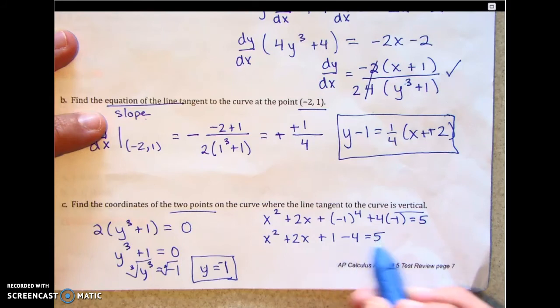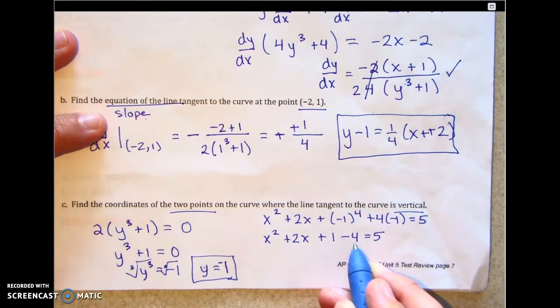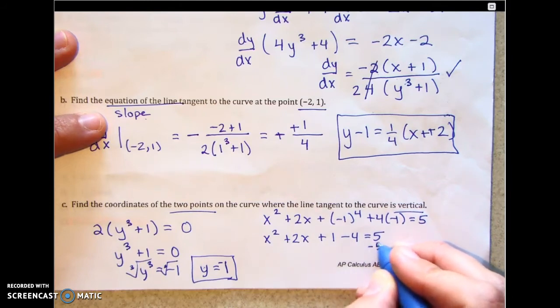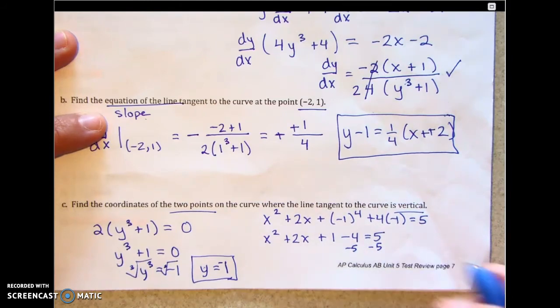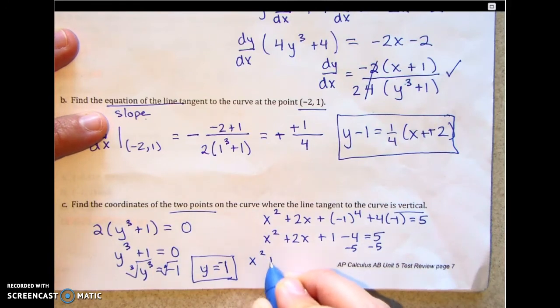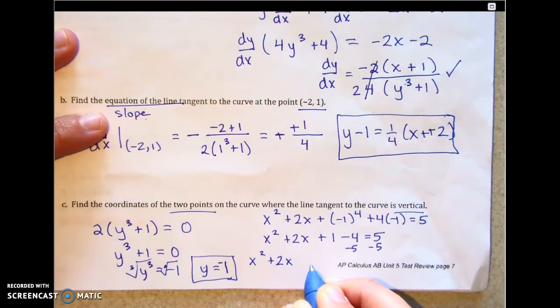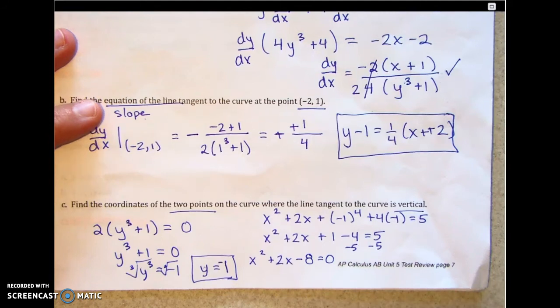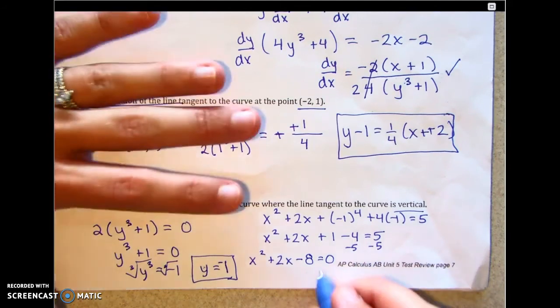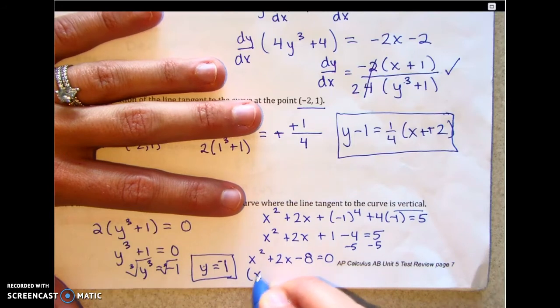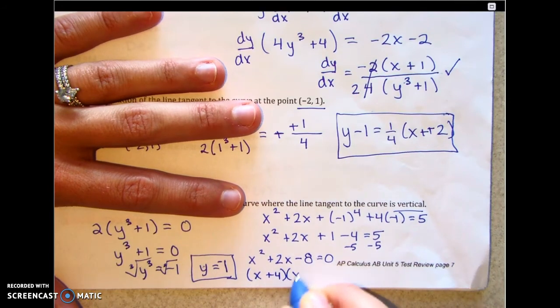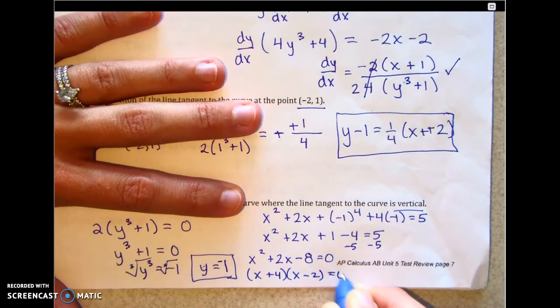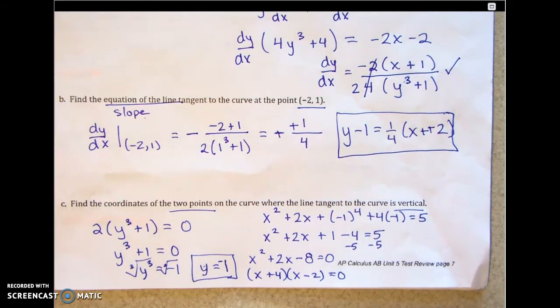We need to get this all into one side. So 1 minus 4 is -3, but then I'm going to subtract the 5. So our quadratic equation, I'm running out of room, is x squared plus 2x minus 8 equals 0. All right, we should be able to factor this. What multiplies to get -8 but adds to get +2? Is that going to be x plus 4 and x minus 2? So x equals -4 and +2, and the question says, what are the 2 coordinate points?